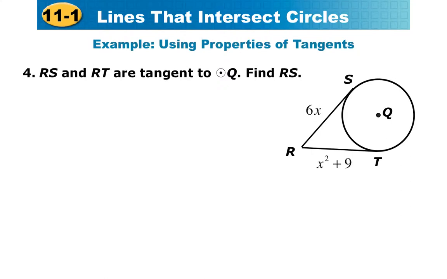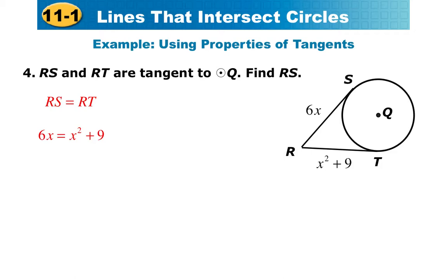Problem number 4. It says RS and RT are tangent to circle Q. So the same idea, we apply the same theorem, 11.1.3. We have RS is equal to RT. Substitute. 6x equals x squared plus 9.